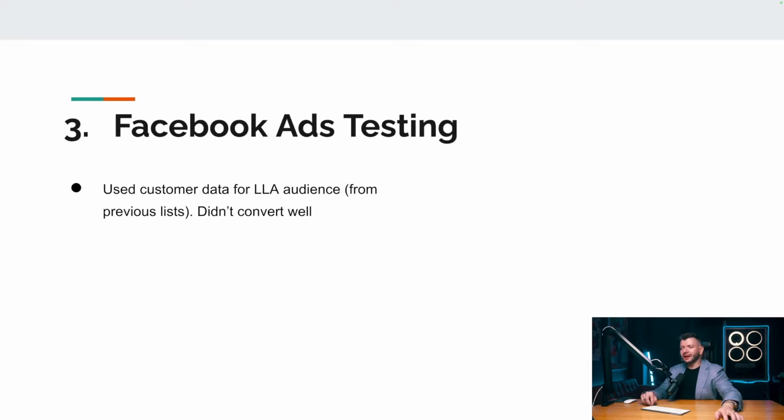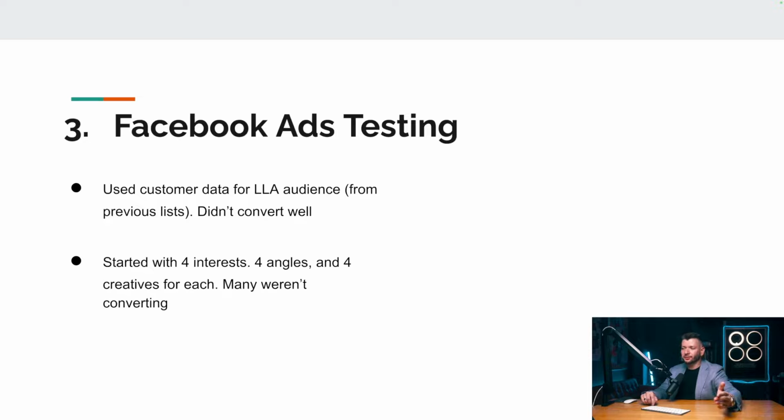When it comes to Facebook ads testing, we try to use customer data for a lookalike audience from previous brands that we had that didn't convert well. So we started with 4 interests, 4 different angles for the product, and 4 creatives for each, and many were not converting. And this is very typical. When you're trying to sell a product, you usually start with a few angles, a few creatives, and most people would give up in that case. Most people would say, oh, the product's saturated. Oh, I cannot sell this product profitably.